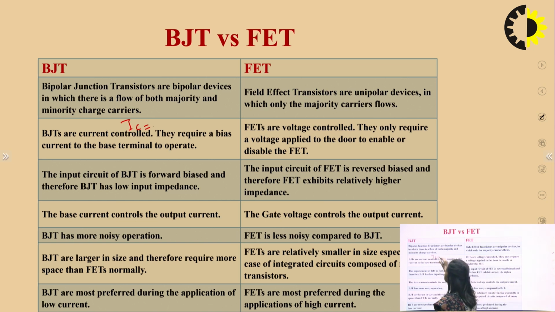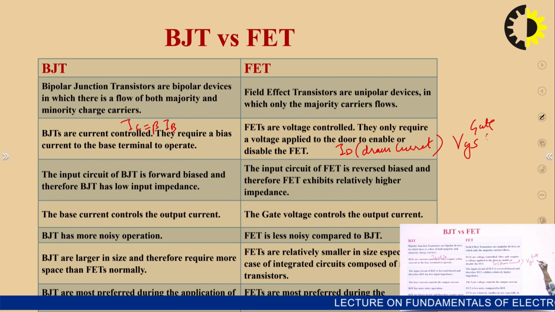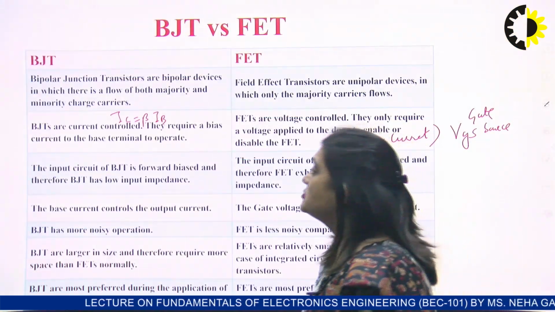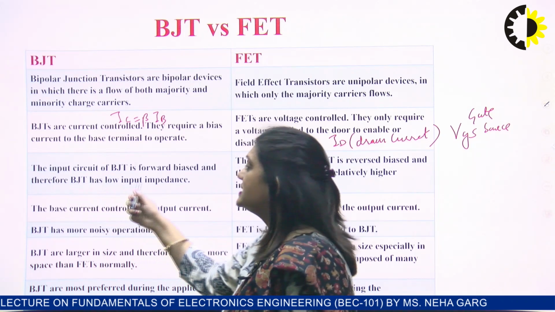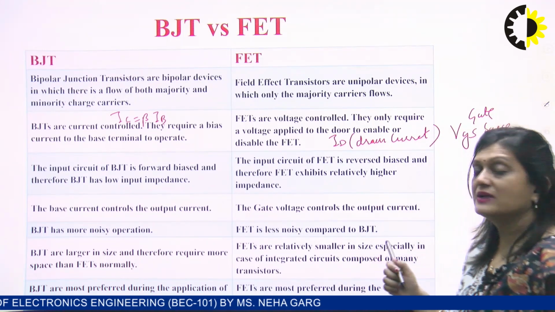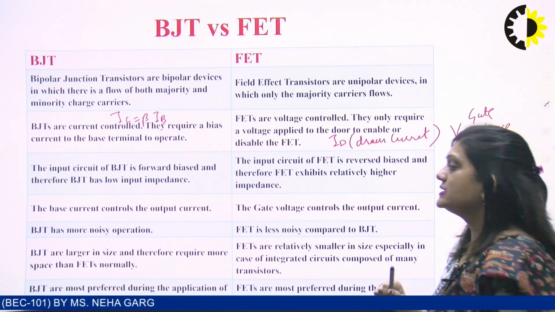I have told in the earlier slide, IC is equal to beta IB. FETs are voltage controlled current devices. Here the current is the ID, that is the drain current. This current is controlled by the VGS voltage, the gate source voltage. That's why FET is called a voltage controlled current device. The input circuit of the BJT is forward biased and therefore BJT has a low input impedance. We have seen this already. The input circuit of the FET is reverse biased and therefore FET exhibits relatively higher impedance.